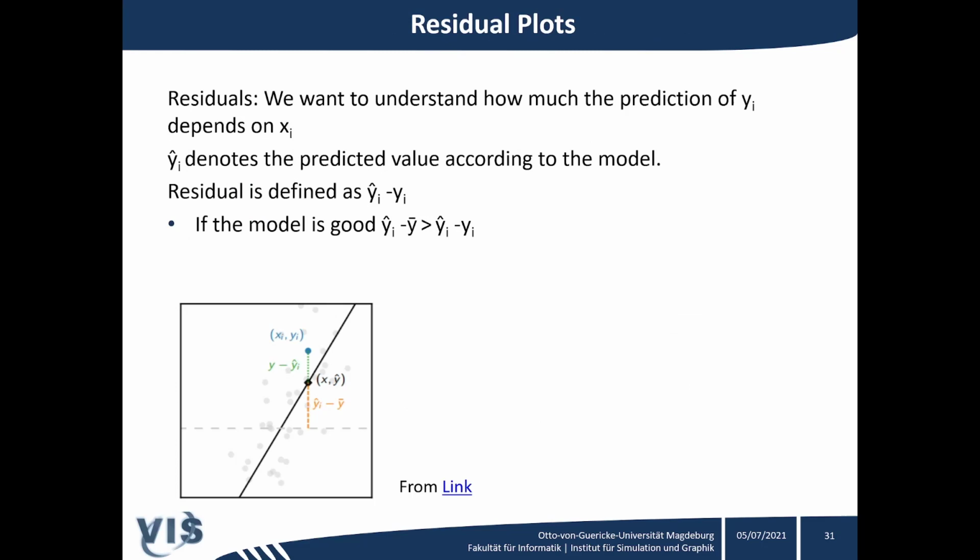Another plot for the regression interpretation are residual plots. A residual plot is a graph that shows the residuals on the vertical axis and the independent variable on the horizontal axis. With the residuals we can understand how much the prediction of y depends on xi. Thus the residuals are the distances to the regression line.